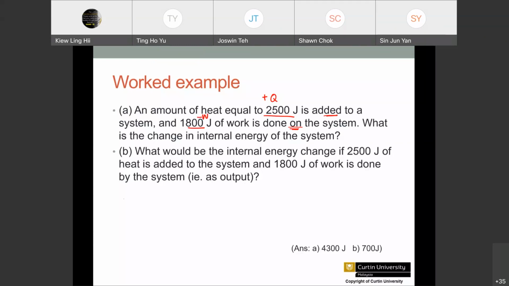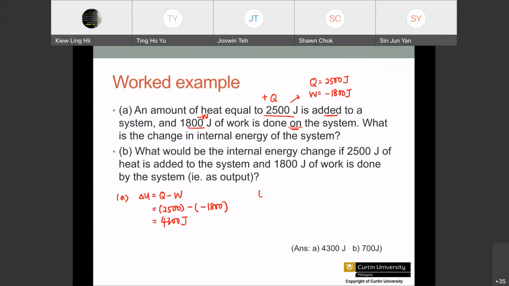Okay, so your equation is delta U equals Q minus W. From our information, Q is positive, so positive 2005. W is negative work done, so we get negative 1008. So put the values in your equation: delta U equals 2005 minus negative 1008. So we have 3013 joule.